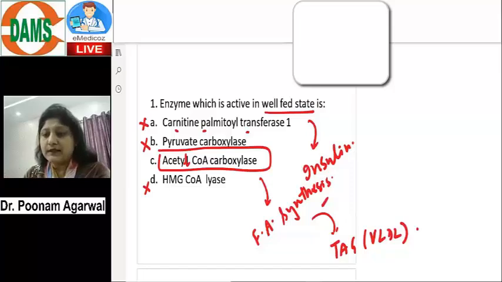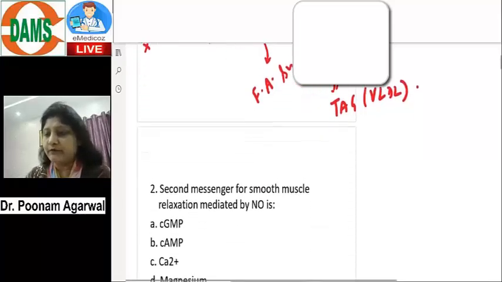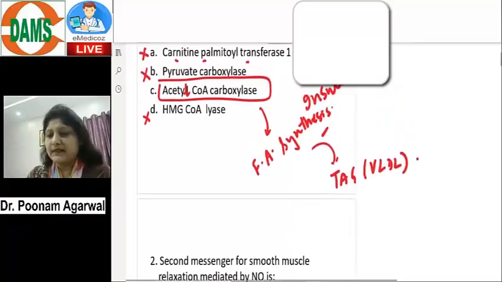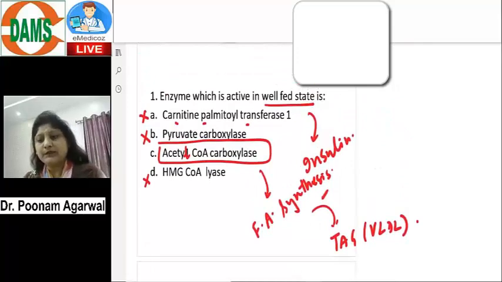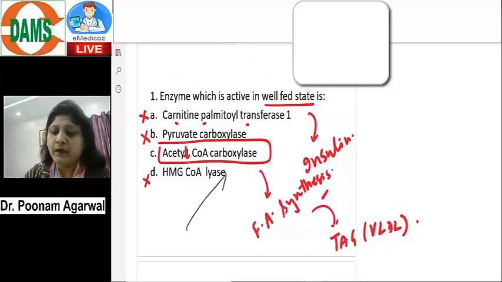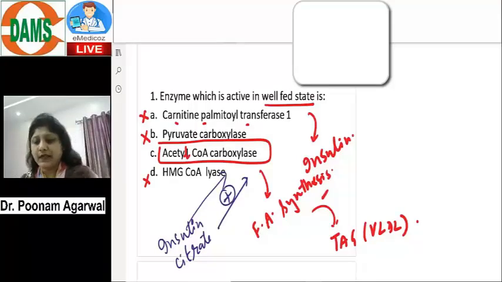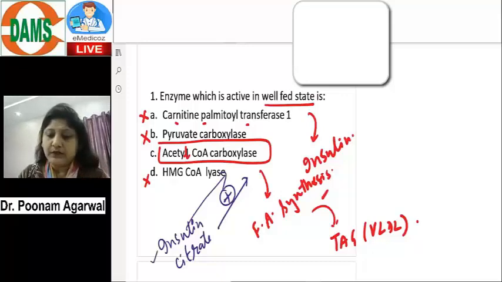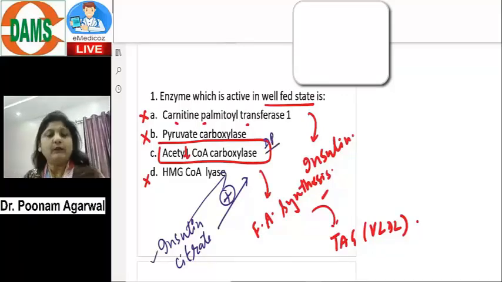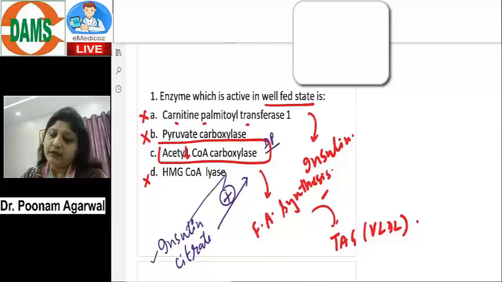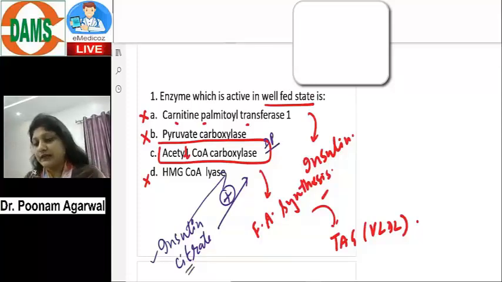So the answer to this question, the enzyme which is going to be active in the well-fed state, will be acetyl-CoA carboxylase, which is the rate-limiting enzyme of fatty acid synthesis. And as far as this enzyme is concerned, you should know that it's not the mere presence of insulin which is important for the action of this enzyme. We also need to have citrate in the cytosol, which will act as a positive allosteric modifier for this enzyme. So there are two things. Number one, the insulin, which keeps the enzyme dephosphorylated, which is the active form of this polypeptide. And number two, the citrate, which acts as a positive allosteric modifier needed for the action of this enzyme.